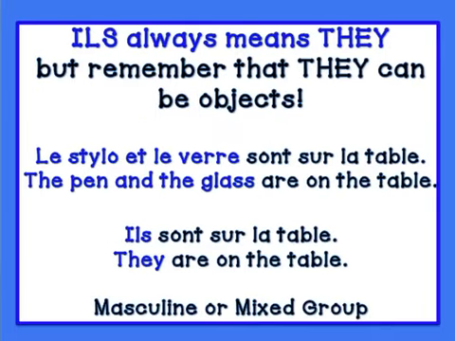Now remember, ils always means they, but the word they can refer to objects. For example, le stylo et le verre. Those are two masculine objects. The pen, le stylo, and the glass, le verre, sont sur la table. So if I want to replace le stylo et le verre, I can do so with the subject pronoun ils. Ils sont sur la table. They are on the table. I can use ils, again, for objects, if we have either an all masculine or a mixed group.